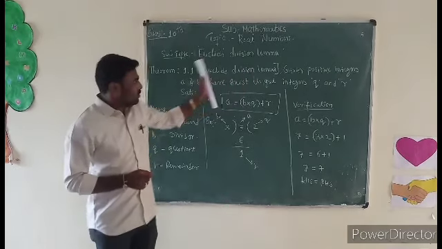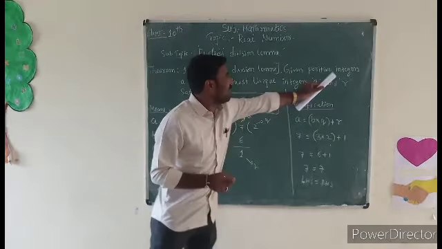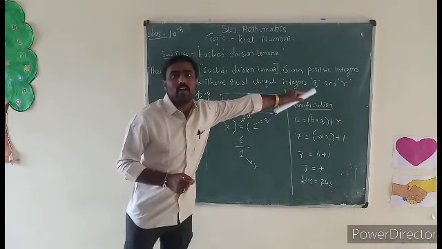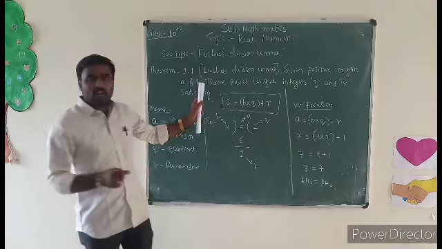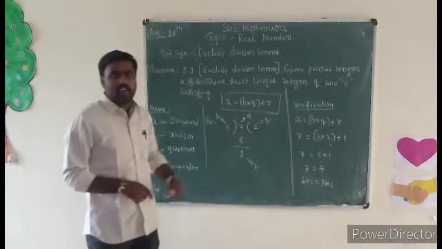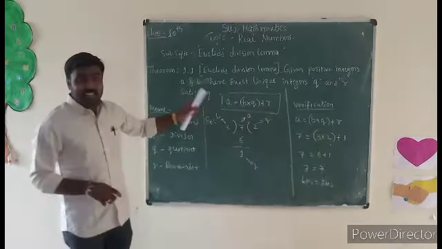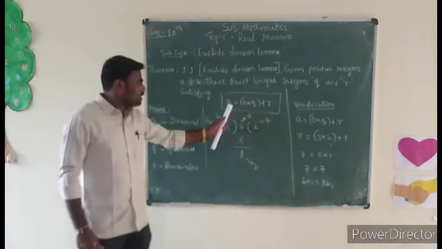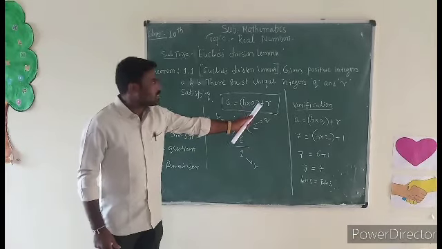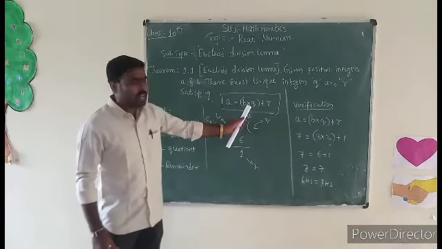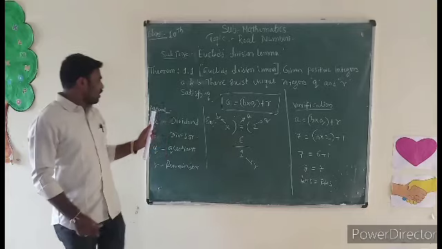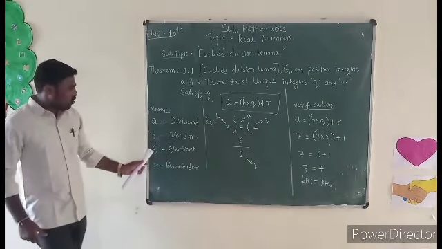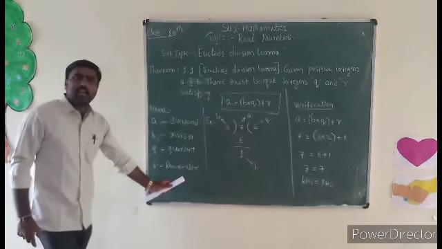Euclid's division lemma states that given positive integers a and b, there exist unique integers q and r. This is what you already learned in lower classes, that is division only. The relation given by Euclid's division lemma is a = bq + r. Here a is the dividend, b is the divisor, q is the quotient and r is the remainder.